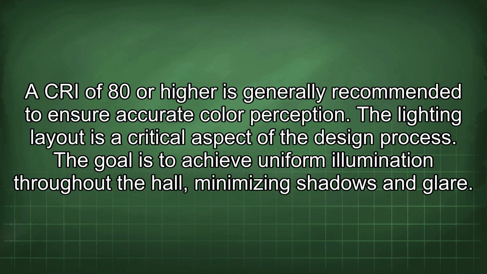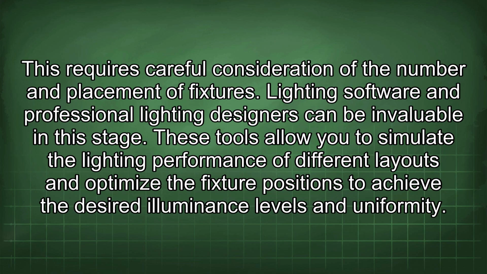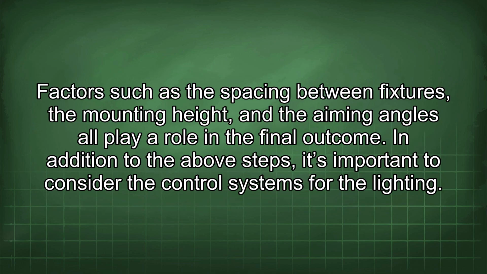The lighting layout is a critical aspect of the design process. The goal is to achieve uniform illumination throughout the hall, minimizing shadows and glare. This requires careful consideration of the number and placement of fixtures. Lighting software and professional lighting designers can be invaluable in this stage. These tools allow you to simulate the lighting performance of different layouts and optimize the fixture positions to achieve the desired illuminance levels and uniformity. Factors such as the spacing between fixtures, the mounting height, and the aiming angles all play a role in the final outcome.